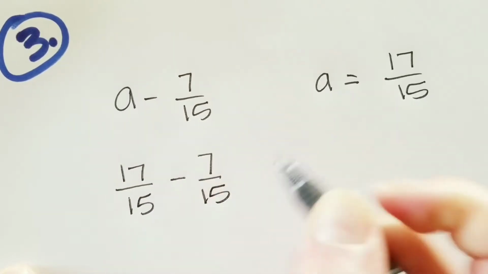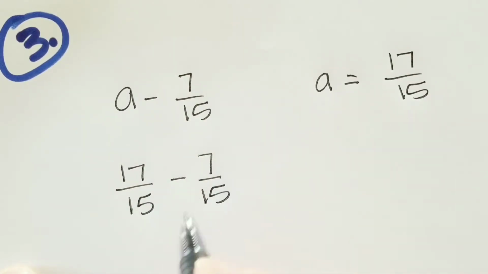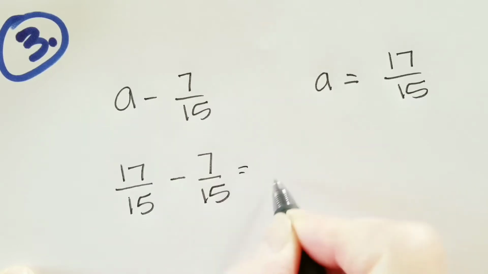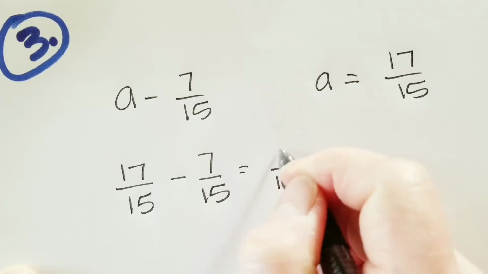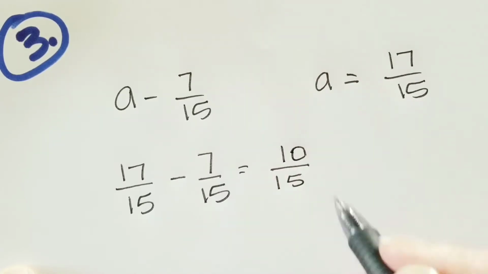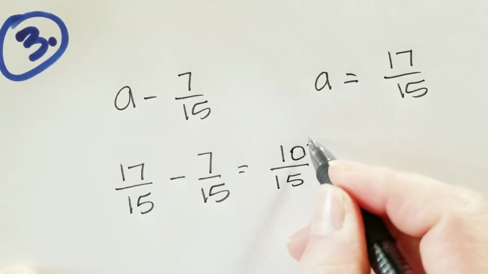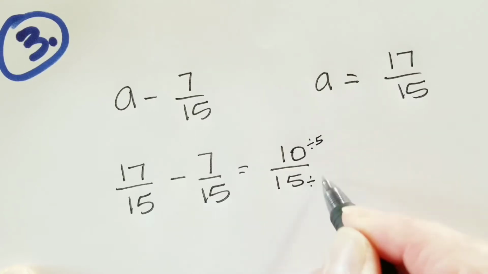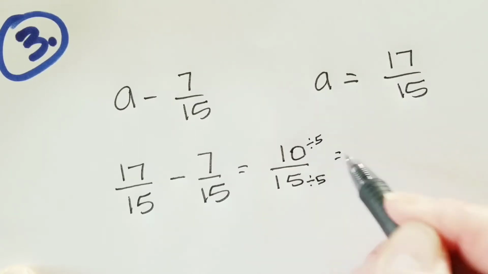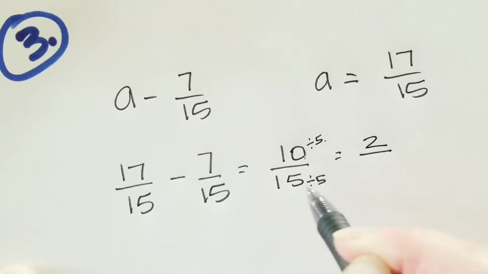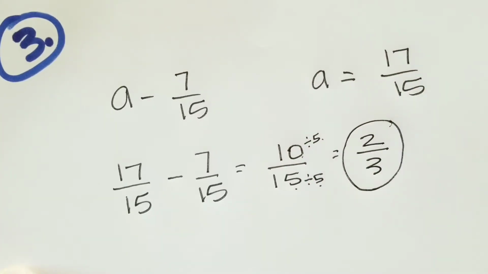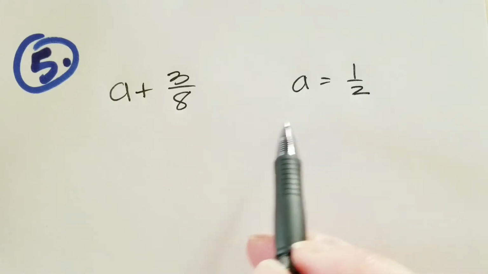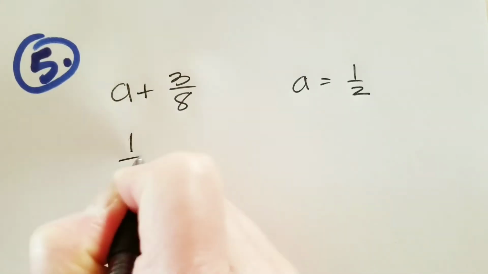Bring down your 7/15. Both denominators are the same, so your denominator will stay the same. 17 minus 7 is 10, and this can be reduced. Divide both by a common factor of 5. 10 divided by 5 is 2. 15 divided by 5 is 3. Answer is 2/3. For number 5, A equals 1/2, so plug in that value where you see A.